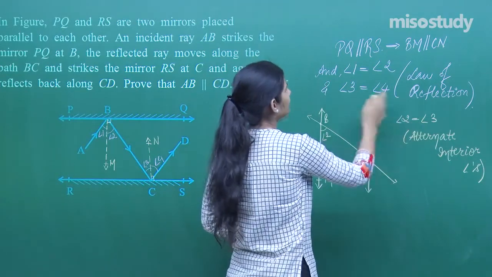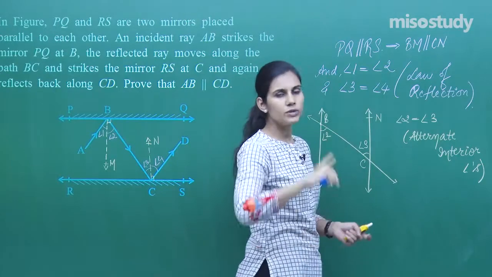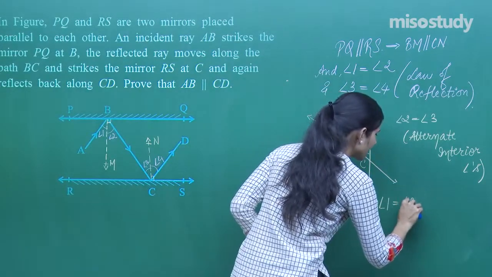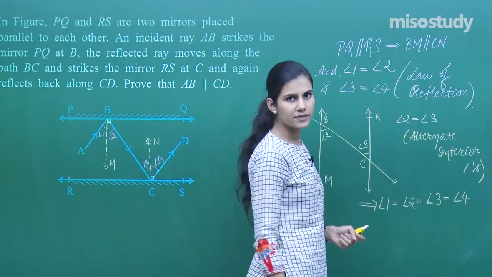Angle 2 is same as angle 3, but angle 3 is same as angle 4 and angle 2 is same as angle 1. That means angle 1 is same as angle 2 is same as angle 3 is same as angle 4. So this implies all these angles have same measure.